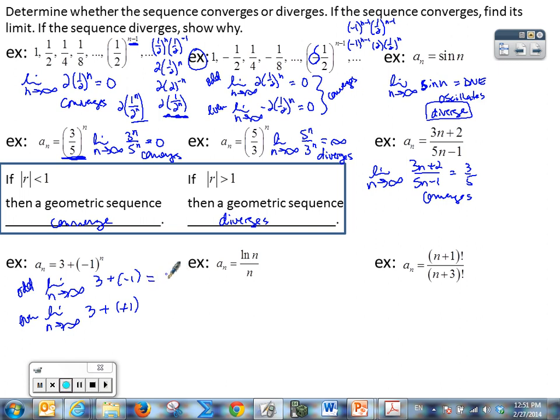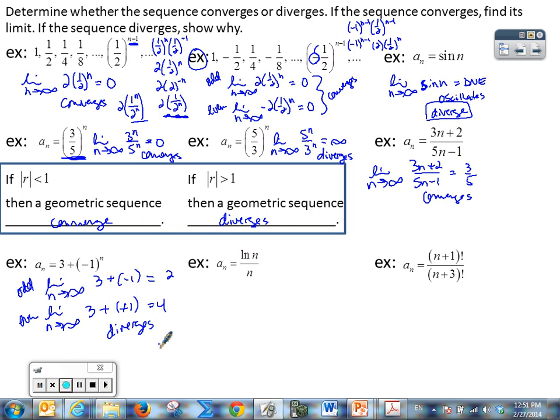This will give us a 2 and this will give us a 4. Does this sequence converge? No, it diverges. Now, we have actual numbers for limits, but that doesn't matter, right? They have to be the same.